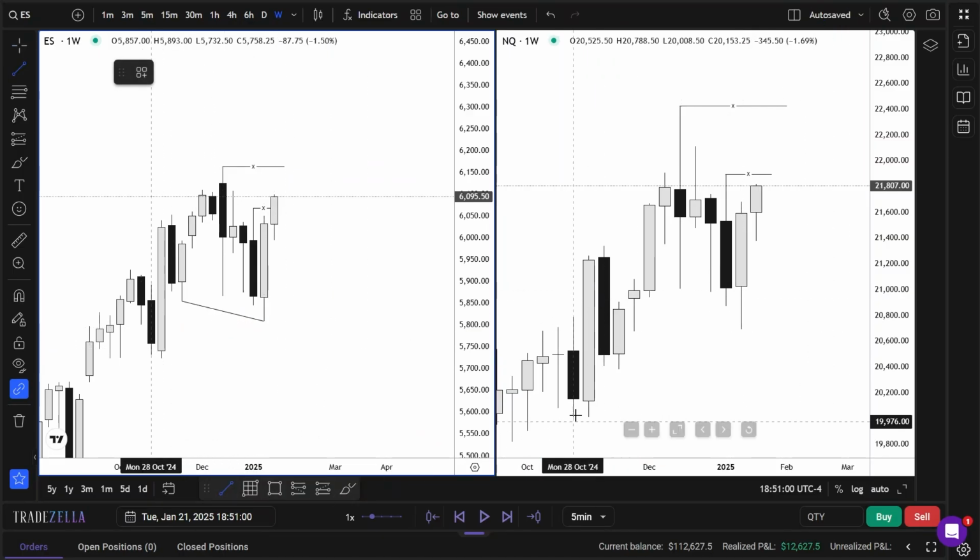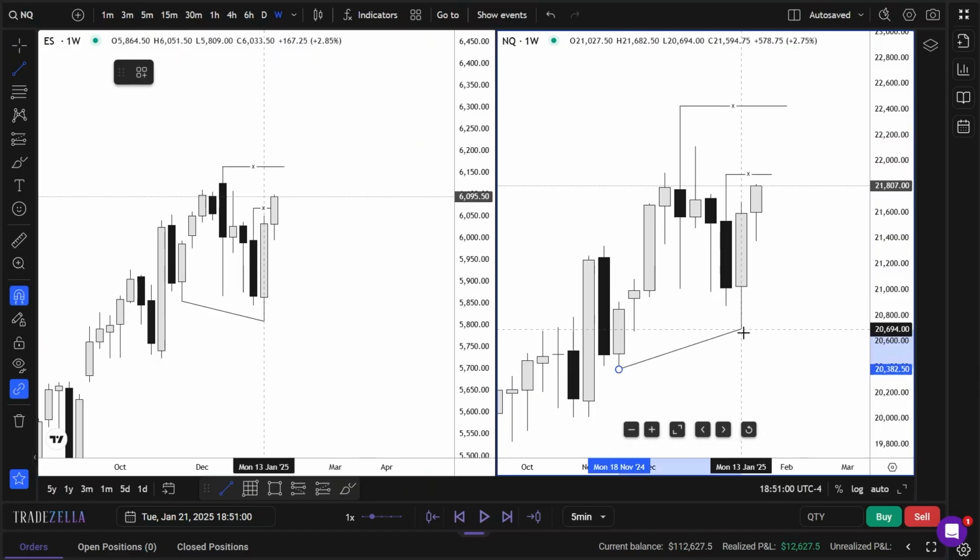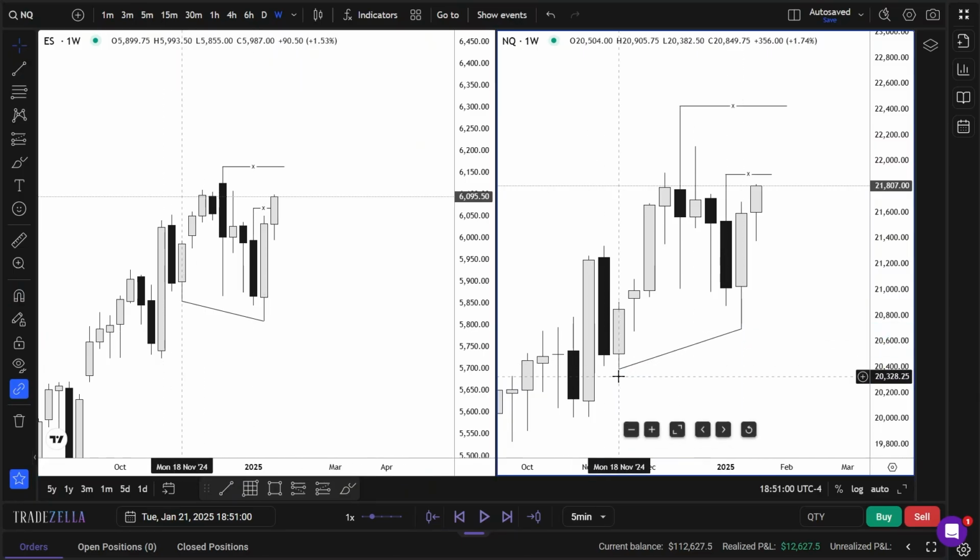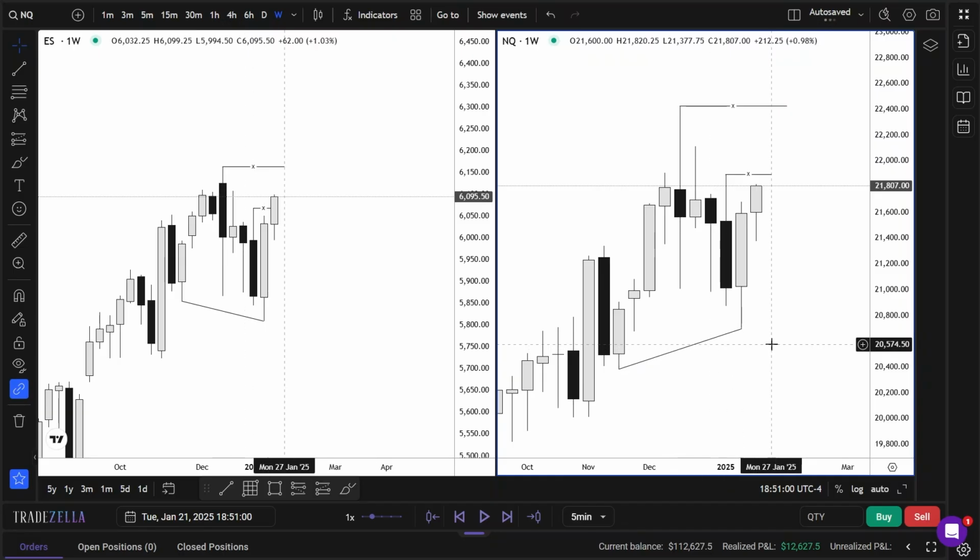And where is the same level on NQ? This is the same level. We can clearly see that we did not reach this level on NQ. So we formed an SMT here between these two correlated assets, because if ES traded into this level, NQ should also trade into this level. But since it failed to do that, we formed an SMT divergence. And what else can we notice?